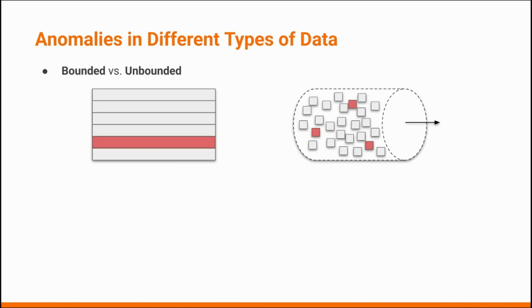Anomalies can exist in different types of data. We encounter them in bounded datasets, such as a company's quarterly sales figures, where data has a clear start and end. We also see anomalies in unbounded streaming datasets, like network traffic data, where data flows in indefinitely.